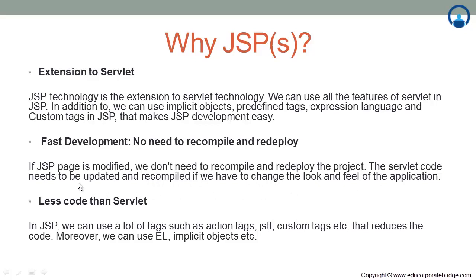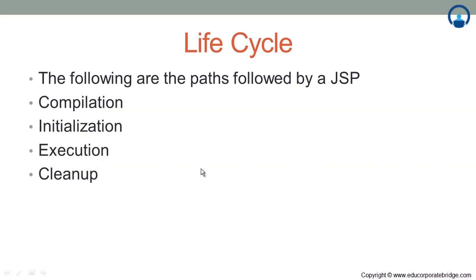So this is one of the advantages of JSP, and there is less code than servlet. With the implicit tags, implicit objects and our custom tags, we do not have to write as much code as we used to write in our servlet. So these are some of the advantages of JSPs, and you'll get a clearer view once we start coding applications with JSP. Now we'll be moving on to the life cycle of the JSP.